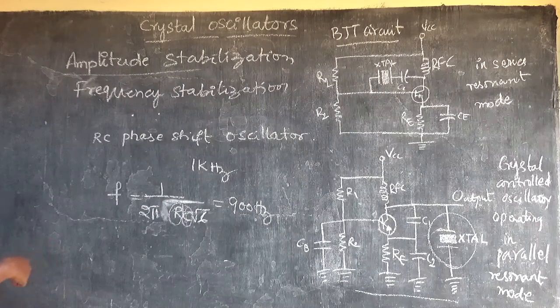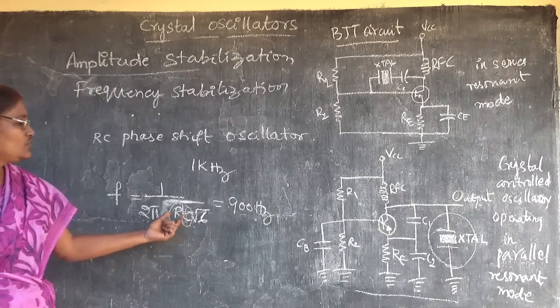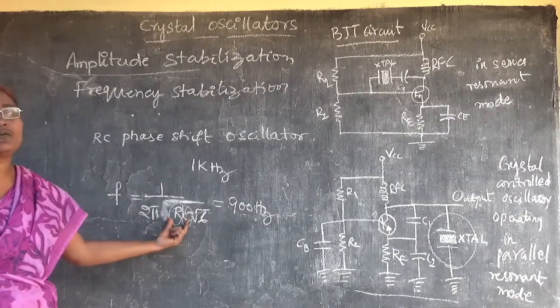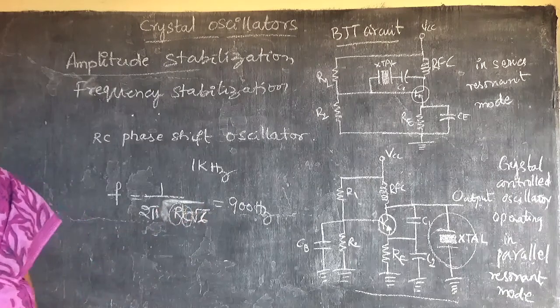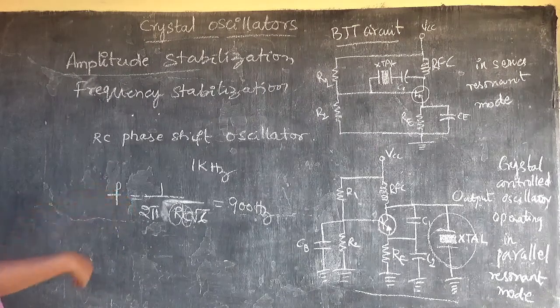So what causes the change in frequency? There is a factor called aging of the components. That means after a long utilization of the elements, due to the aging effect, their values change. That is called aging. Because of it you will get drift in frequency. Another reason: you will get changes in frequency when the supply voltage is changed.